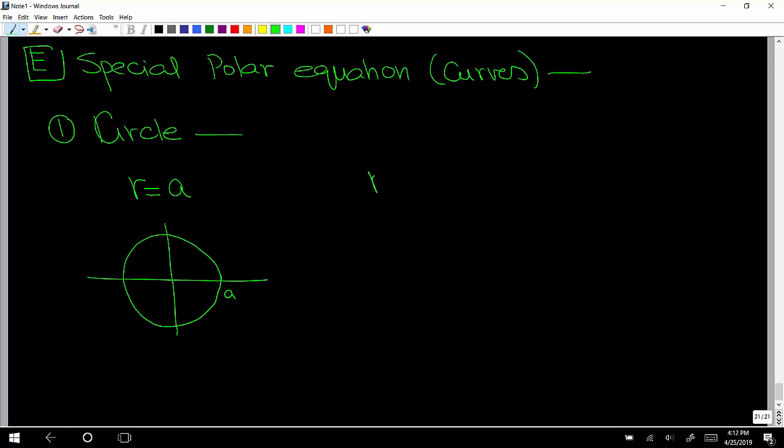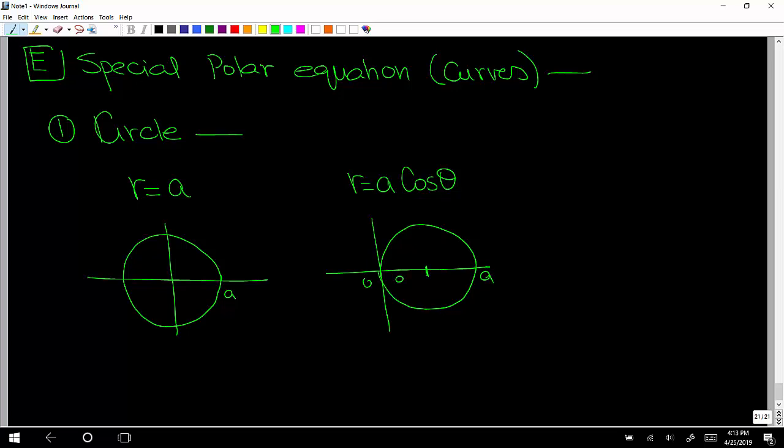Another way we can get a circle is when you have r is a cosine theta. I forgot the a there, sorry. This gives us a circle to the right. This distance is a now, so the radius this time is a over 2.